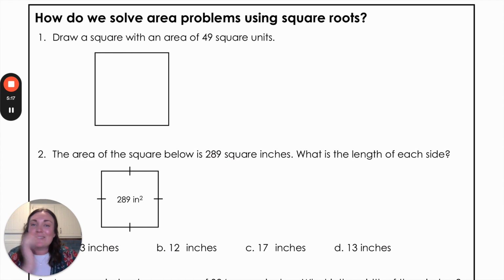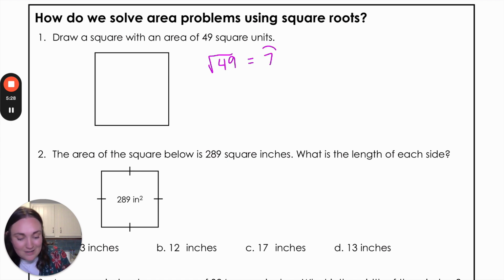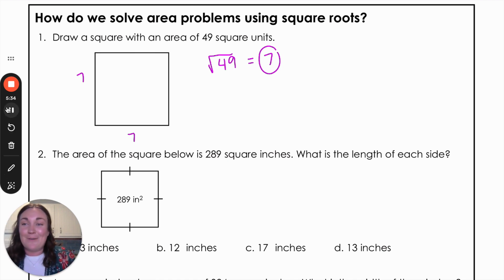Okay, how would we draw a square with 49 square units? So if we know that the area has to be 49 and it's a square with equal sides, then to find the side length, we're going to take the square root of that. So the square root of 49 is 7. So we want to draw a square that has 7 squares going this way and 7 squares going that way.